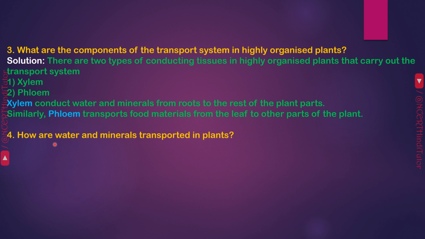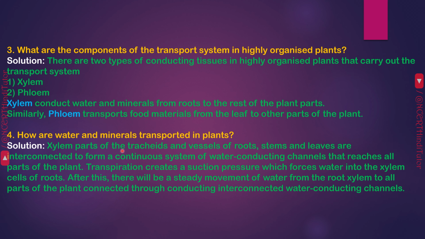Question 4. How are water and minerals transported in plants? Answer. Xylem parts, the tracheids and vessels of roots, stems and leaves, are interconnected to form a continuous system of water conducting channels that reaches all parts of the plant. Transpiration creates a suction pressure which forces water into the xylem cells of roots. After this, there will be a steady movement of water from the root xylem to all parts of the plant connected through interconnected water conducting channels.